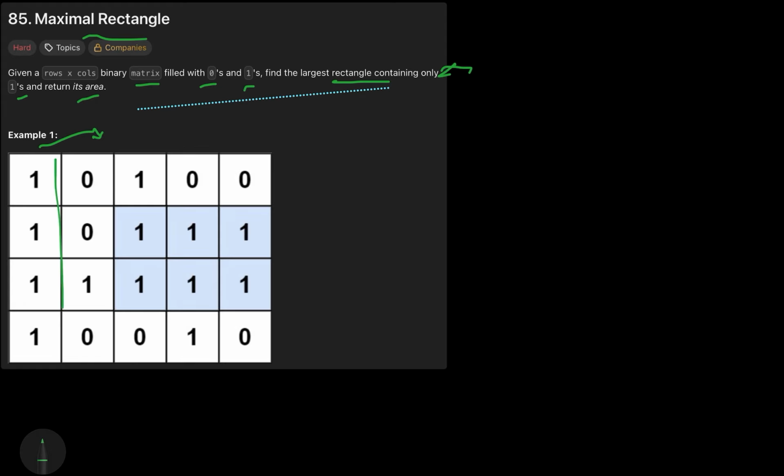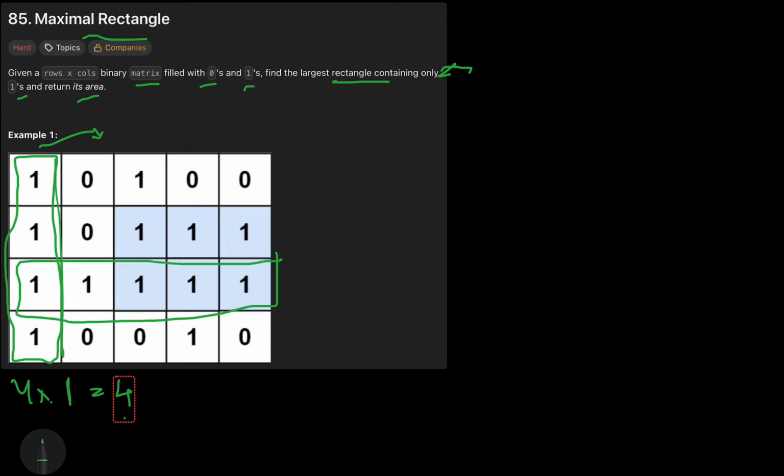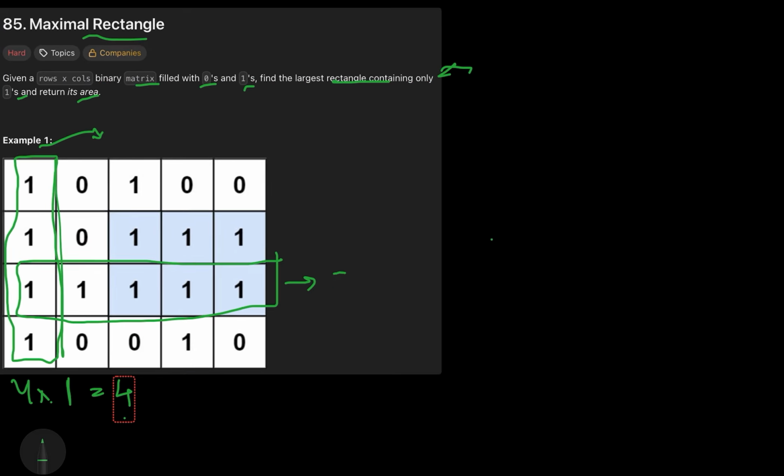It contains 1 and 0. So suppose one rectangle is this. What would be its area? Height is 4, breadth is 1. So the area would be 4 cross 1, which is equal to 4. Another rectangle would be this one. Here also the width is 5 and the height is 1. So the area would be 5.